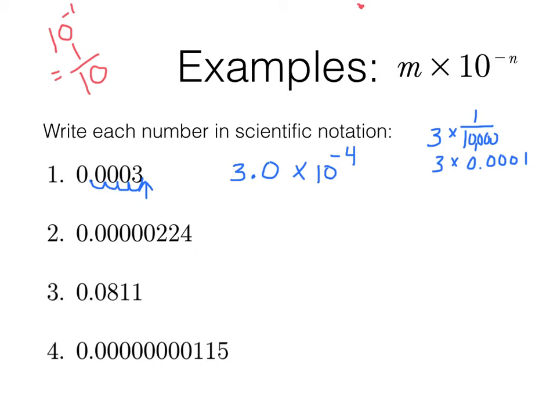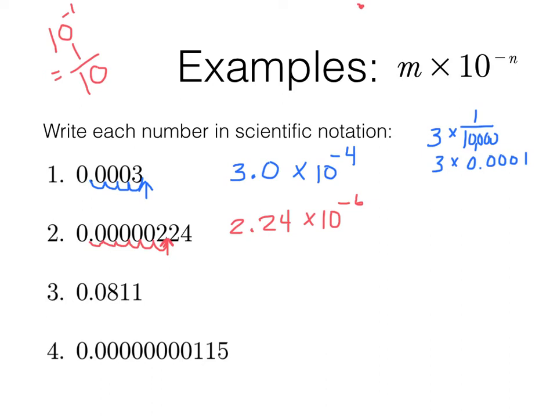Okay, next one. Decimal point after that first 2. So 2.24 right here times 10 to what power? 1, 2, 3, 4, 5, 6. So it's negative 6. Now I want you to try to remember that when your exponent is negative, the value of this whole number is smaller than 1. And that's an easy way to remember whether you're supposed to do a negative or a positive exponent.